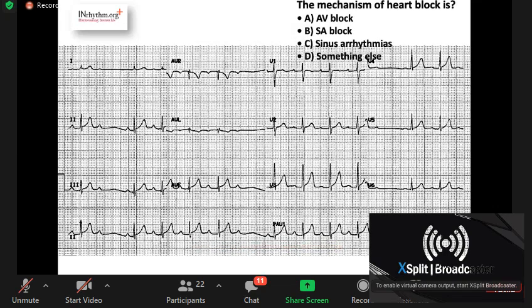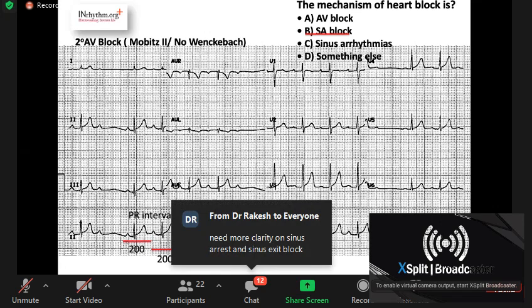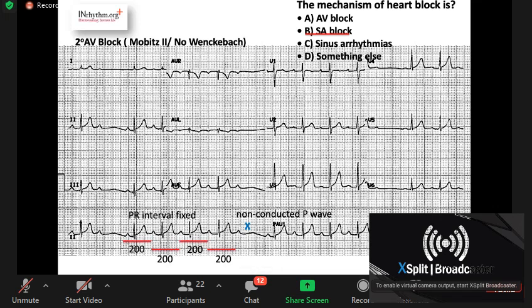So what is happening here? If you look at the PP interval, they are constant, and the PR interval is also fixed. Then it is followed by a non-conducted P wave. And if you look at the post non-conducted P wave, it is not exactly the double. So you are intermittently having a normal AV nodal conduction and one particular time the P wave doesn't conduct down to the ventricle. So it is a type 2 Mobitz block.